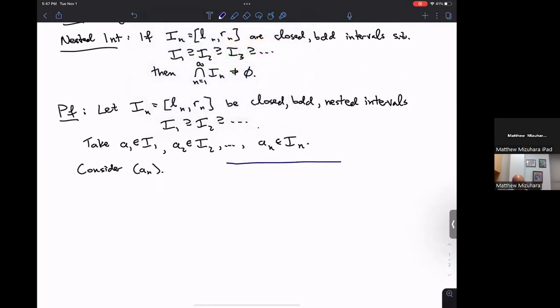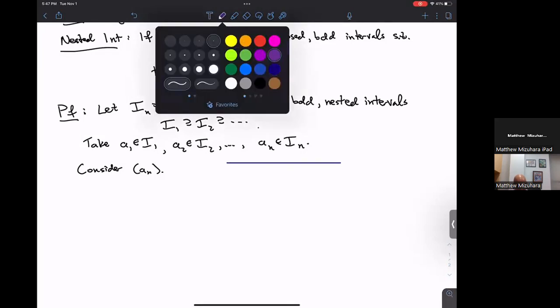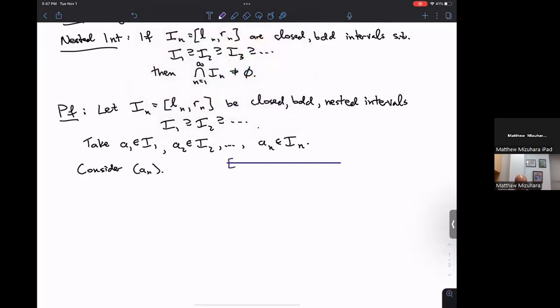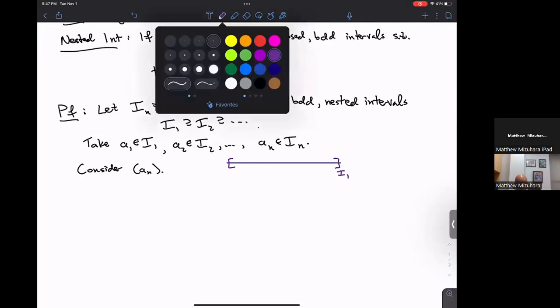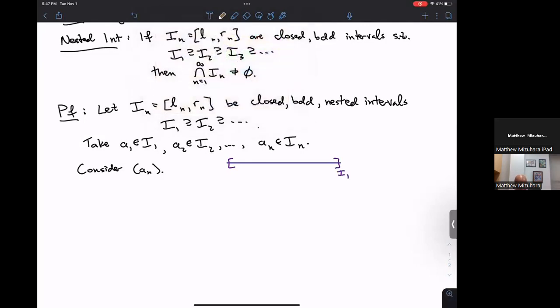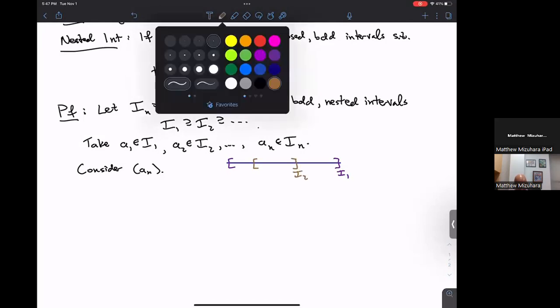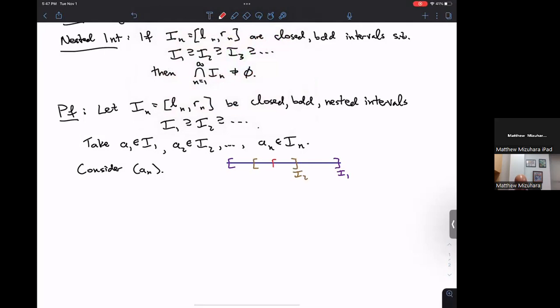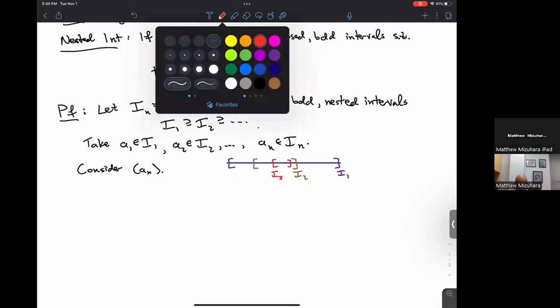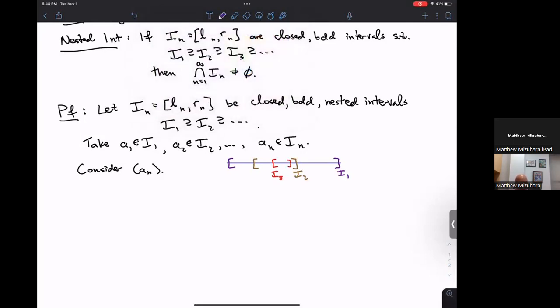So I have my real number line, and I have these intervals. So maybe I1 is my first interval. I'm going to try to give different colors here. So I2 might be some other interval like this. I3 might be a third interval, maybe like this. Okay, and that goes on forever and ever. And within each of these intervals, I've picked a random number.